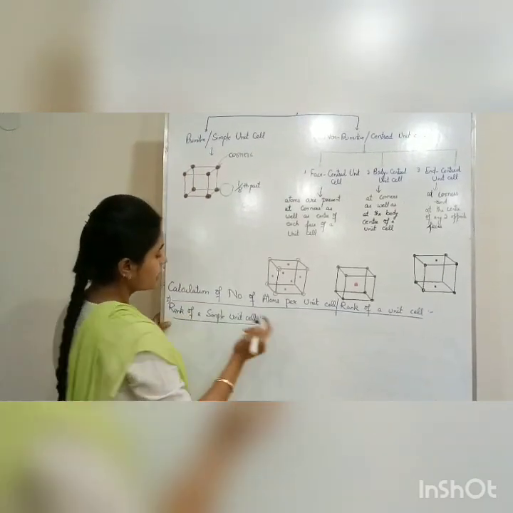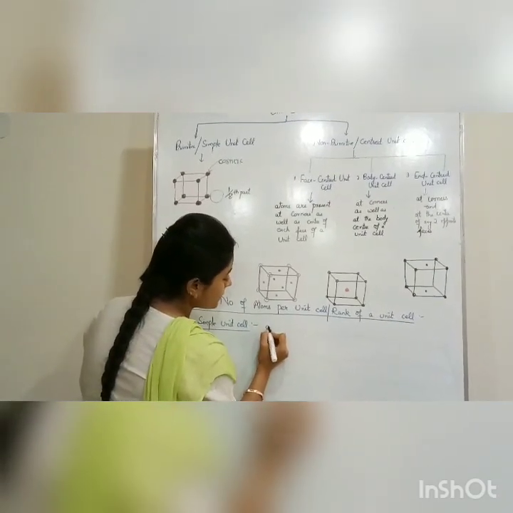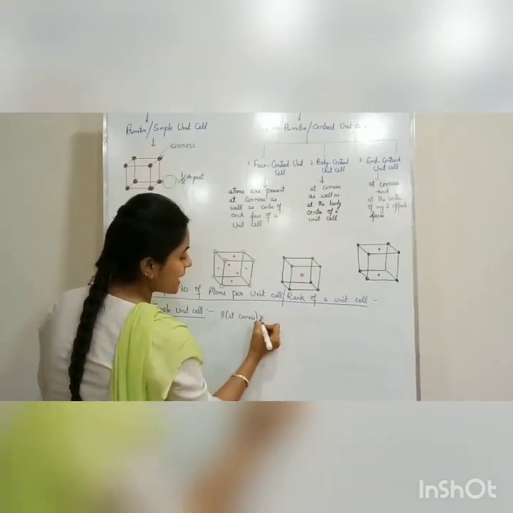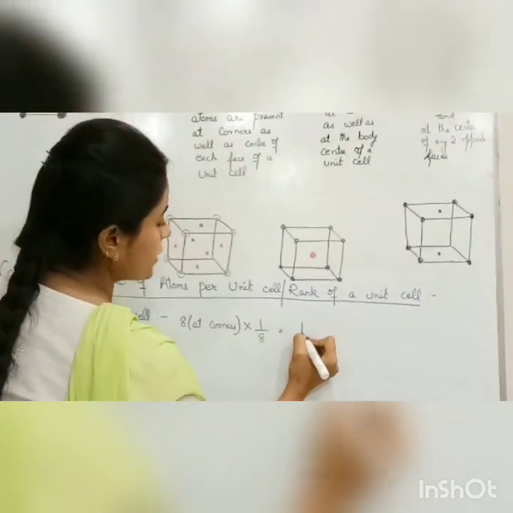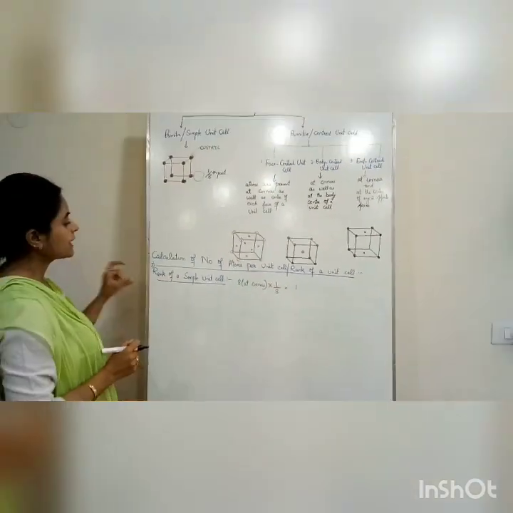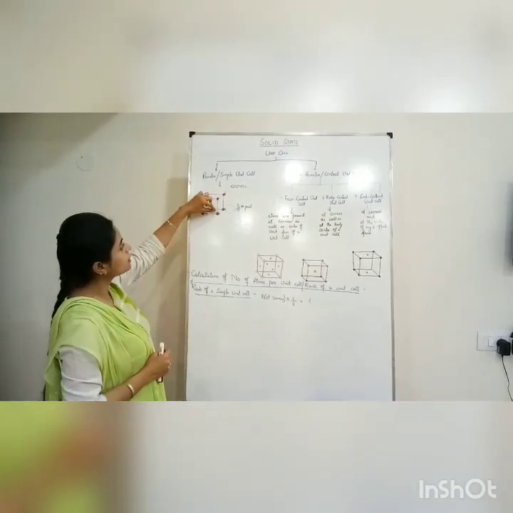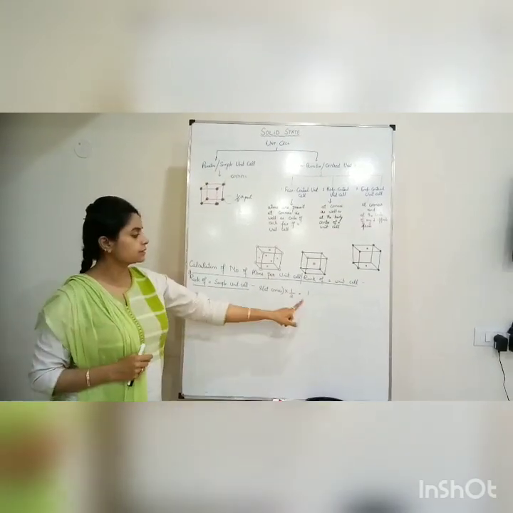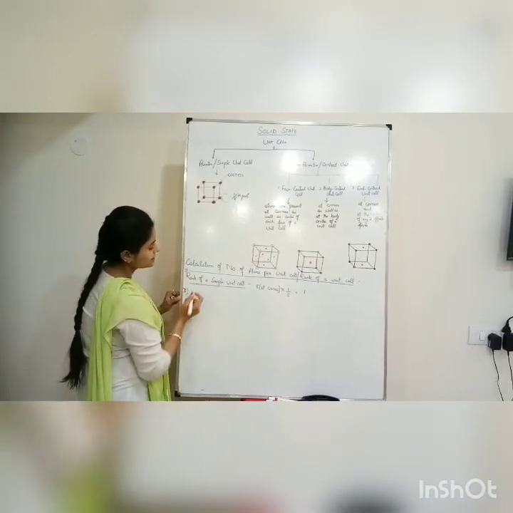As a result, rank of a simple unit cell can be calculated like this: there are 8 atoms at corners and each has a contribution of 1 by 8. So it comes out to be 1. It means rank of a simple unit cell is 1. That means in a simple unit cell, if you merge all the 1 by 8 parts present at each corner, they form a single atom. Same is the case with other cells.